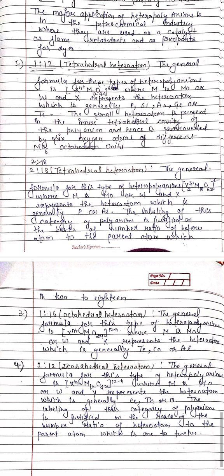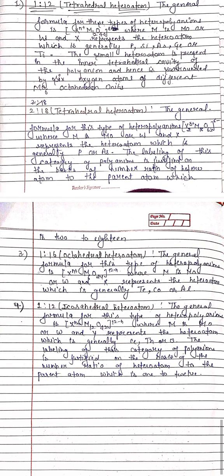1:6 octahedral heteroatom. The general formula for this type of heteropolyanions is [XM6O24]^(12-n), where M is molybdenum or tungsten and X represents the heteroatom, which is generally technetium, cobalt or aluminium.